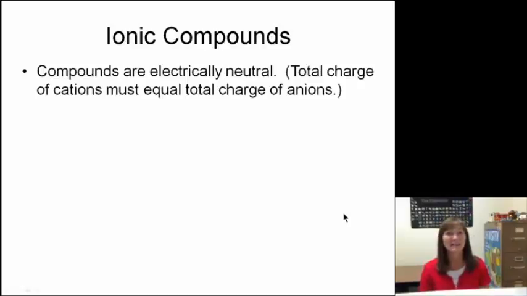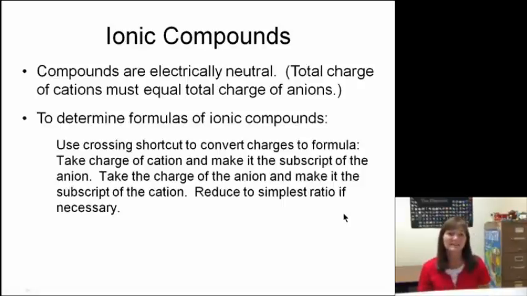Ionic compounds are electrically neutral, meaning the amount of positive charge you have has to exactly equal the amount of negative charge. Because once those cations and anions come together, the amount of positive and negative charge is going to balance each other out. So to determine the formula of ionic compounds, there's this trick, which we call the crossing method or the crossing shortcut. So I'm going to show you that trick. I know your book goes into something called balance of charge, and you're more than welcome to do it that way. But I'm going to go ahead and stick with the crossing method when I teach this class.